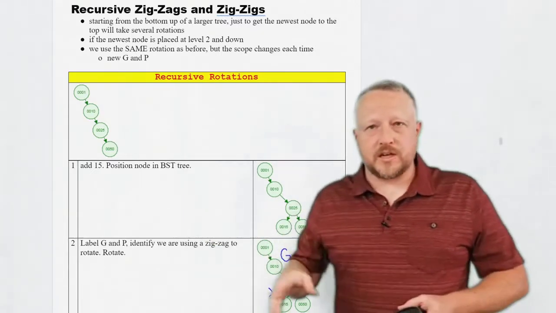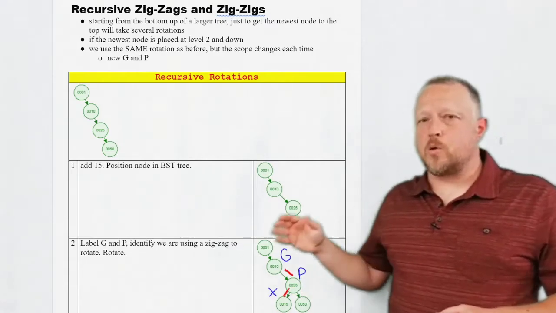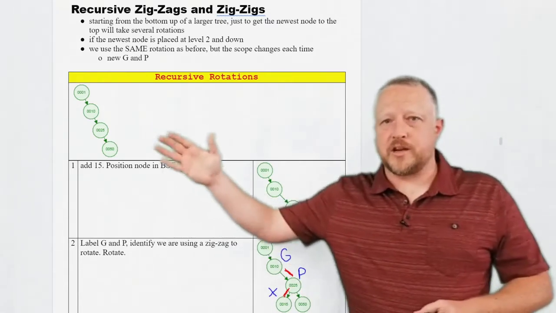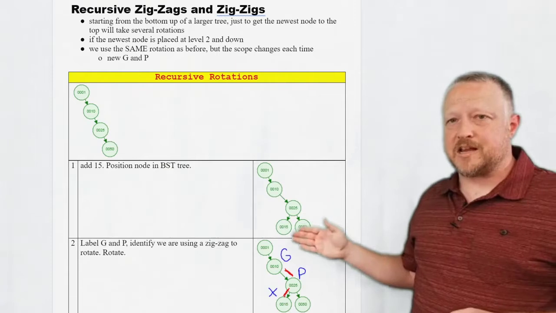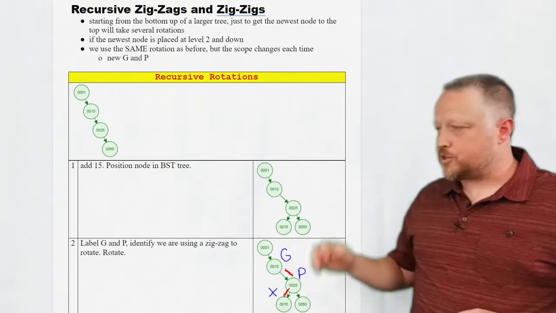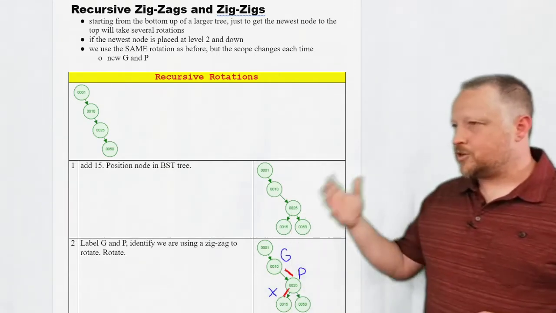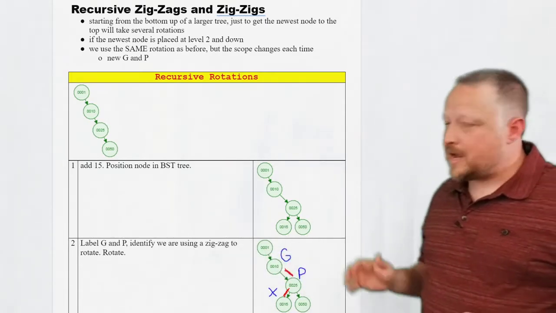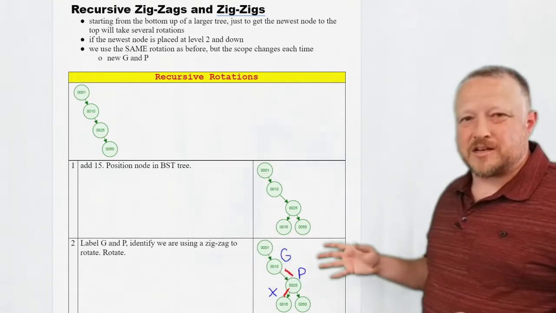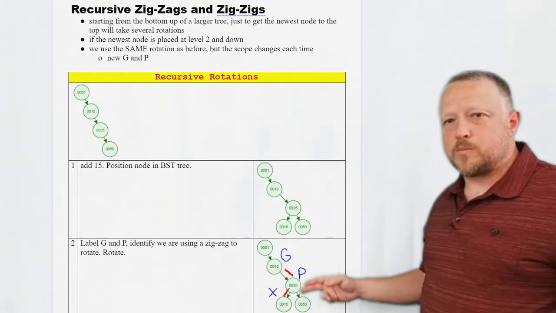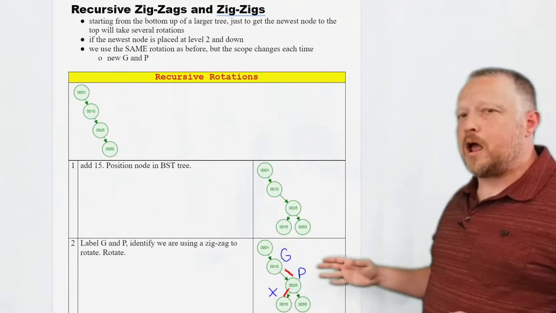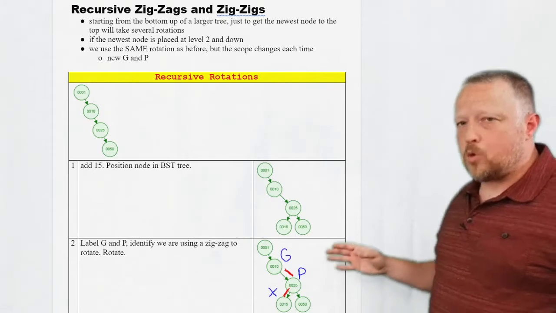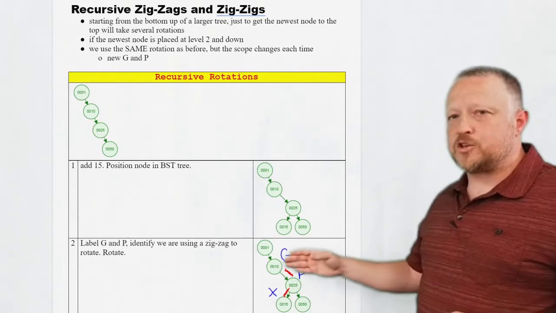So recursive zigzags and zig-zigs, you're still always going to start from the bottom. So we have a tree here. We add 15 into the location of the tree. That's our overall insertion phase or placement phase. And now we've got to do the ID phase, the rotation identification phase. So we want to move 15 all the way to the top. But right now, currently, we only have a rotation that's going to move us 2 levels.